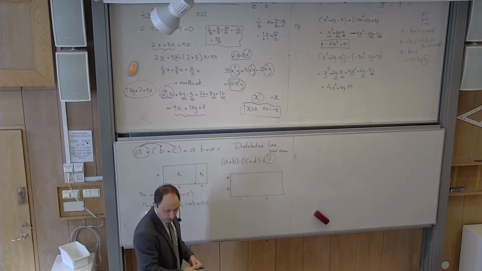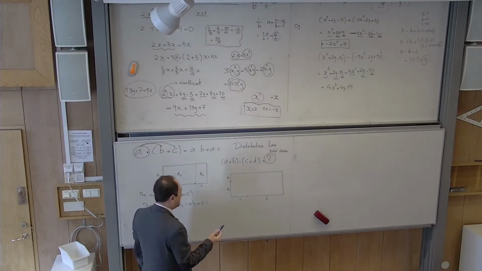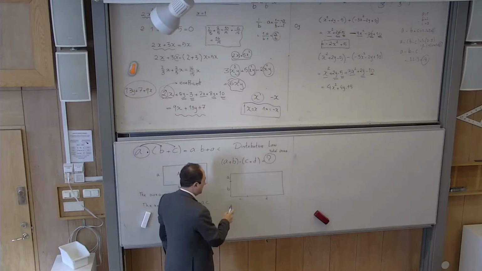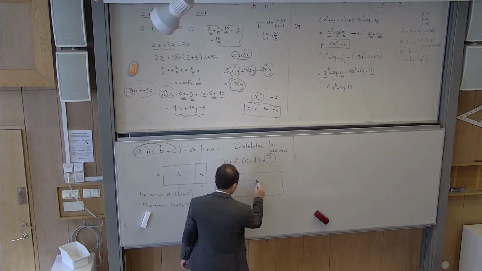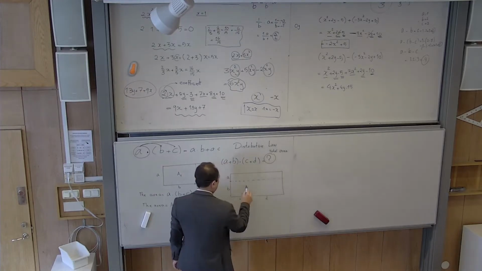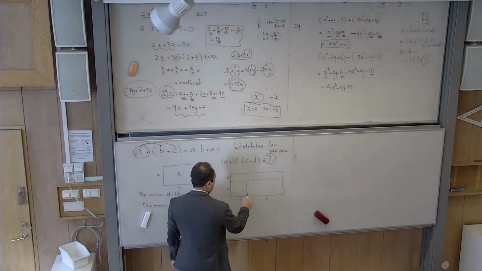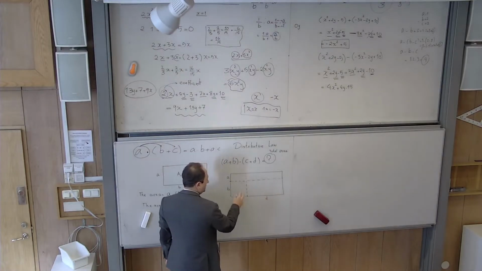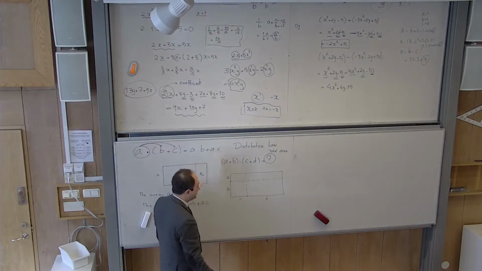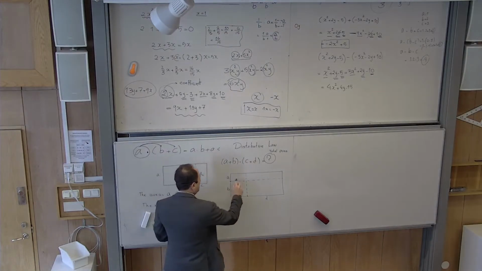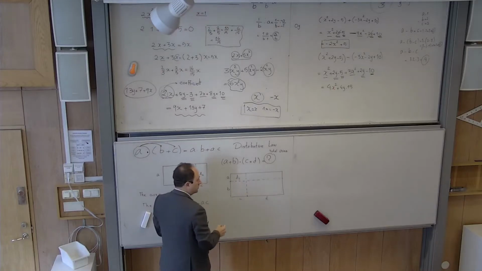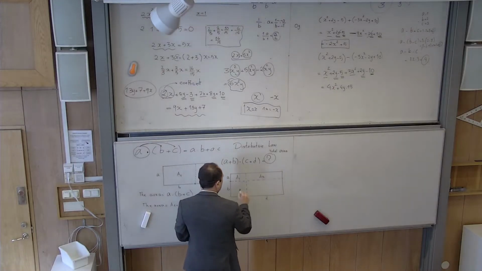But the total area, again, can be calculated in a slightly different way. From here, I draw a horizontal line, and from here, I draw a vertical line. The original rectangle is partitioned into 4 non-overlapping rectangles. Okay, now I have 4 areas to consider. Area number 1, area number 2, area number 3, area number 4.